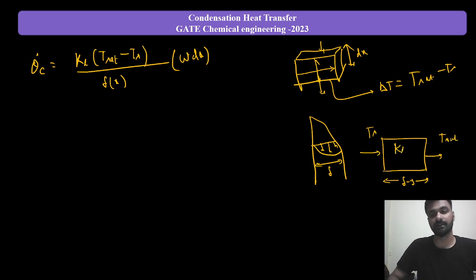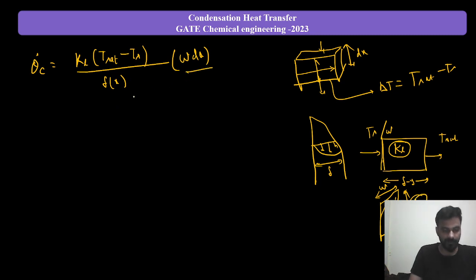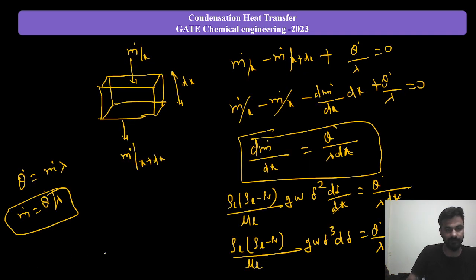If I assume the condensate has a thermal conductivity KL, the area of this particular plate will be W into dx. Why? Here it is W and here it is dx, so the cross-sectional area will be like that. The cross-sectional area is W and this one is dx, right? That's why I am writing W into dx, heat transfer by conduction only. So q dot we can write, from the previous expression we can calculate this value of q dot.